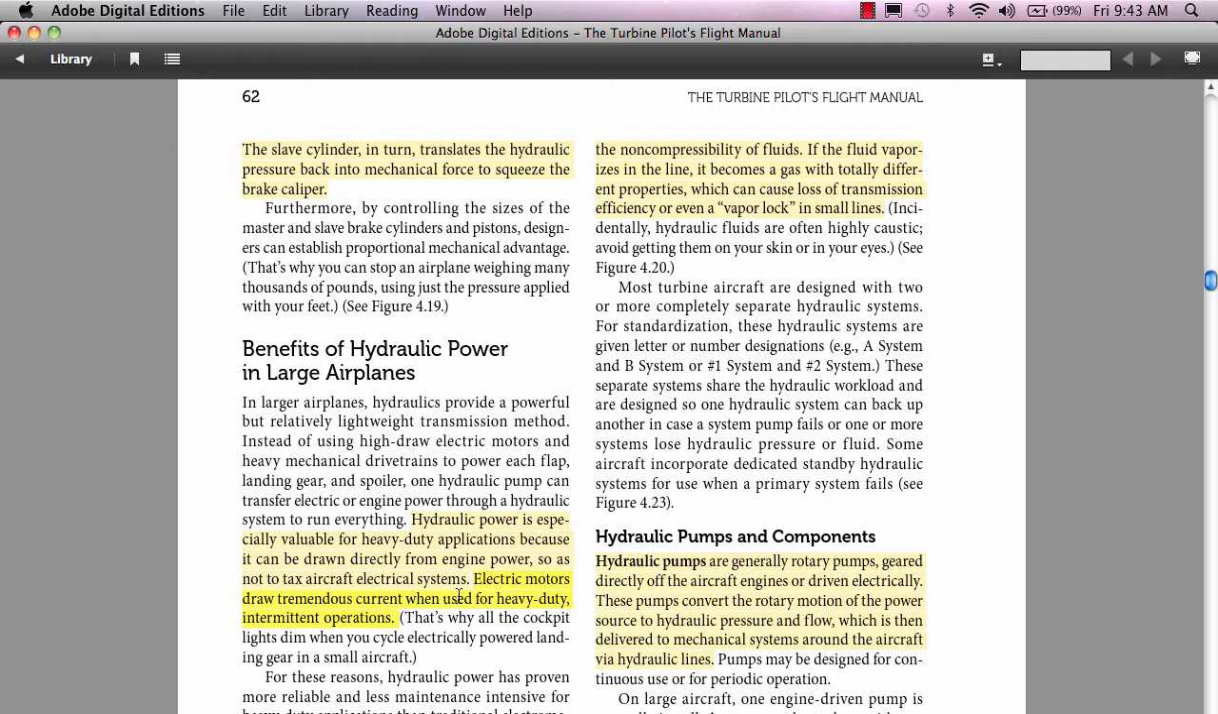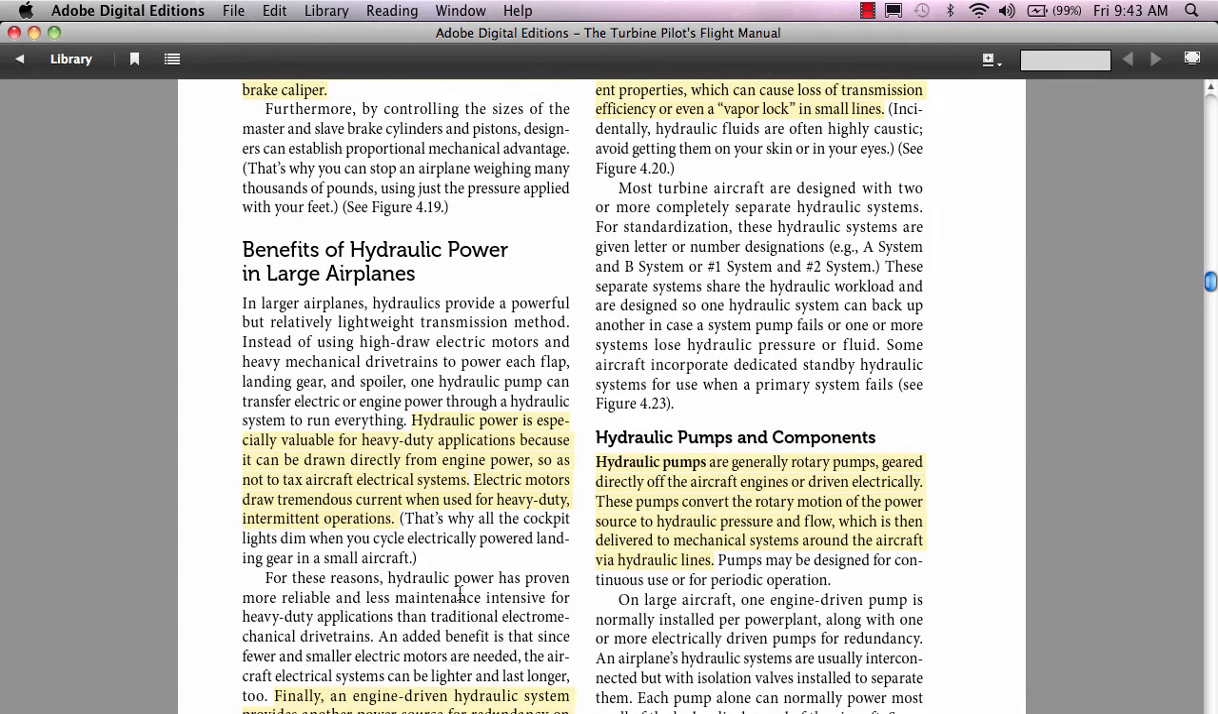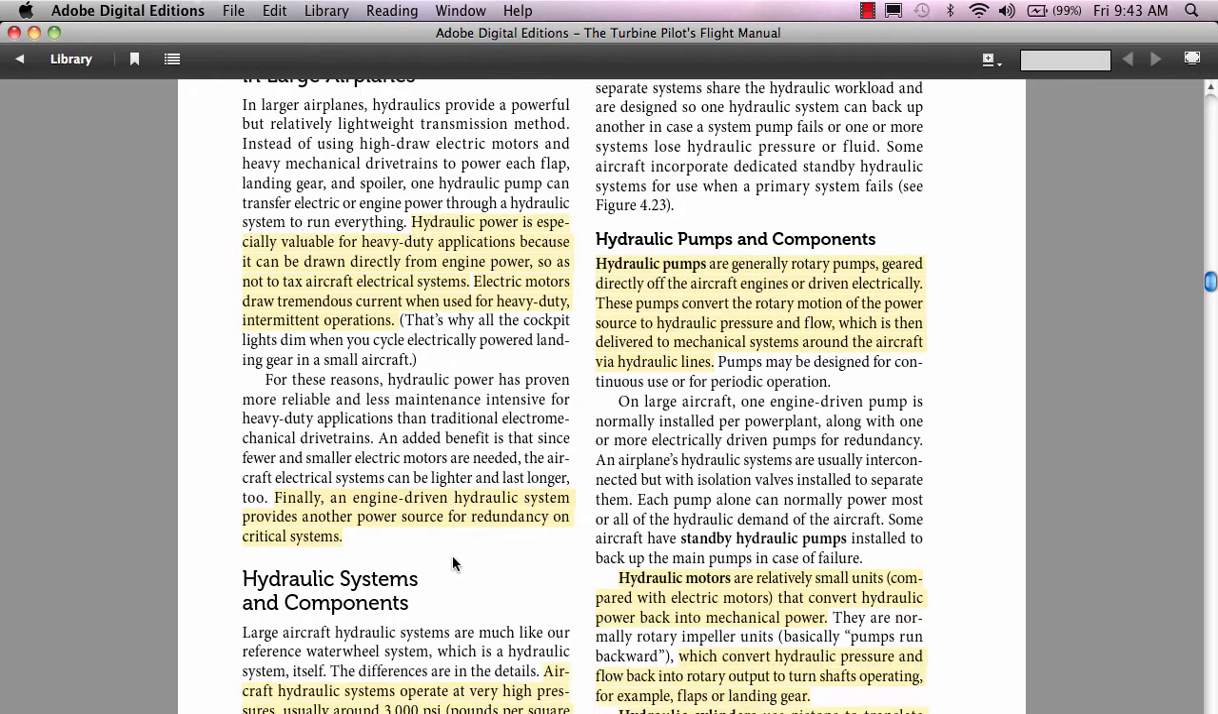Okay, let's go down to the next question down here. It talks about how an engine-driven hydraulic system provides another power source for redundancy on critical systems. So again, as we've talked about, you have to have backups on these large transport category aircraft. On your small Cessna 172, you don't have too much backup. But when you're hauling hundreds of passengers, the safety people want you to have redundancy built into it. In fact, FAR 25, the FAR under which the transport category aircraft are built, is very adamant about having redundancy built into all the systems in the aircraft. FAR 23, under which your normal smaller aircraft are built, doesn't have those same rigid requirements.